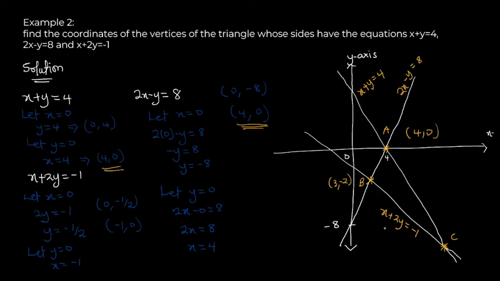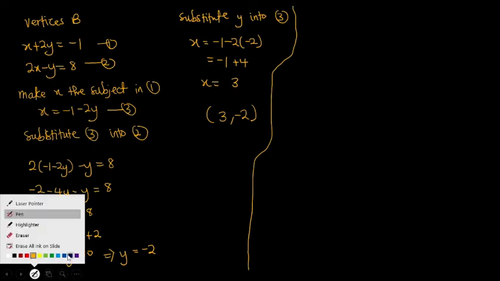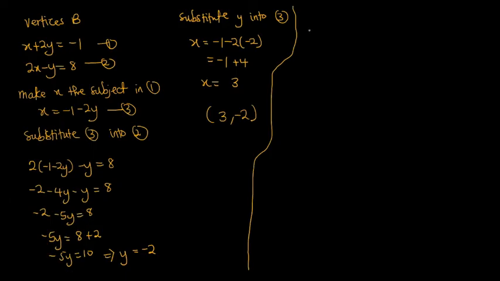That is, we are going to solve the equation x plus 2y is equal to negative 1 and x plus y is equal to 4. So right, so let's do that. So let me do this and use a different color for that. So for vertex C or point C, we are going to solve the equation x plus y is equal to 4, our equation 1, and then x plus 2y is equal to negative 1 as our equation 2.